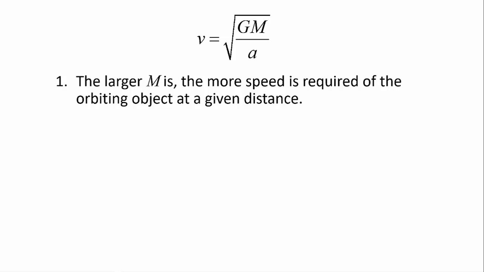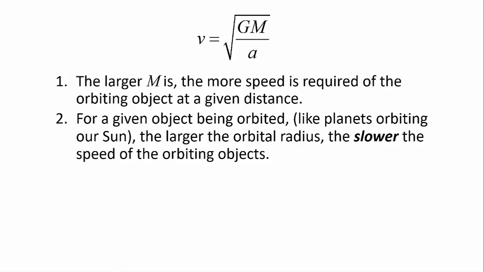They have to either be going at the correct speed, or if they're going too slow, they'll fall in closer to the planet, possibly even hitting the planet. If they're going too fast, they'll move outward to a farther orbit. Maybe if they're going way too fast, they'll actually lose the planet and leave it behind. And for a given object being orbited, the larger the orbital radius, or the larger the semi-major axis, the slower the speed of the orbiting object.